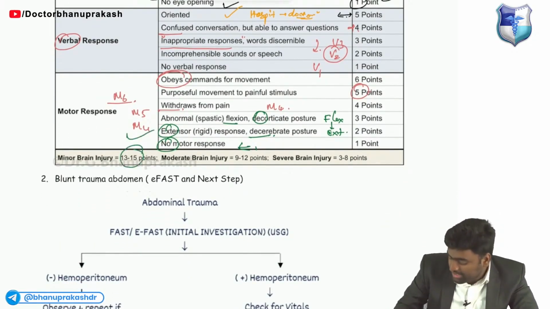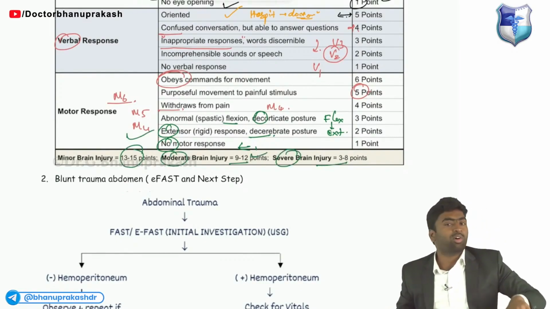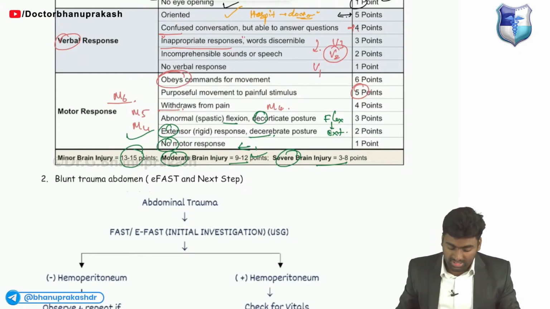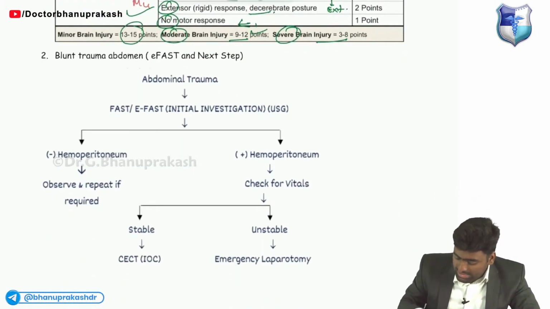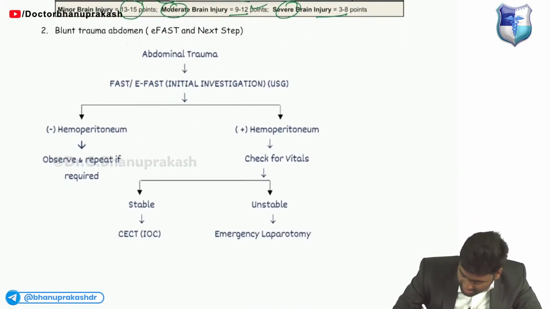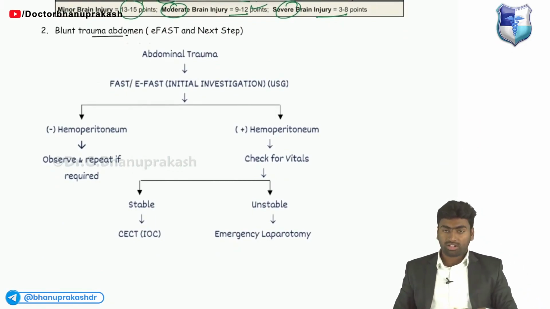Okay, so based on this, we'll assess how severe the brain injury is. Is it a minor brain injury? Is it a moderate one? Or is it a severe brain injury? So mild, moderate and severe. Okay, mild, moderate and severe. ठीक है, याद रखो.